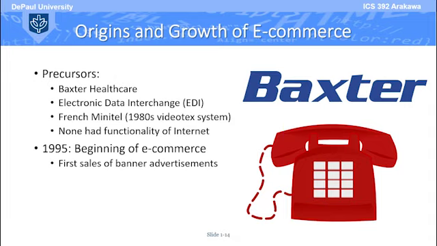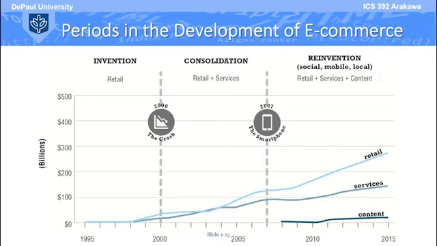The real beginning of e-commerce was when we had websites and we started selling advertisements in the form of banners and eventually annoying things like pop-ups. So here's how we're going to talk about this. We'll talk about the three different phases, and so that's the invention, consolidation, and reinvention, and then we'll give you some examples of the kinds of things that were going on. We'll take a look at the inflection points that happened in 2000 and 2007. So let's start with the invention phase.